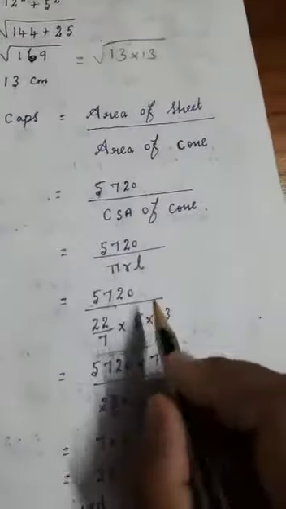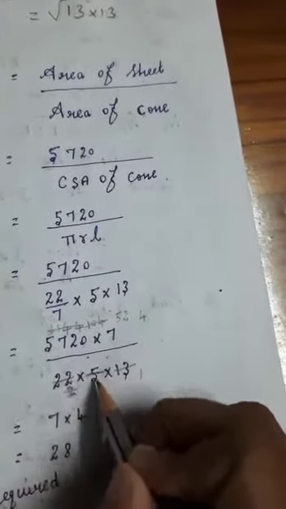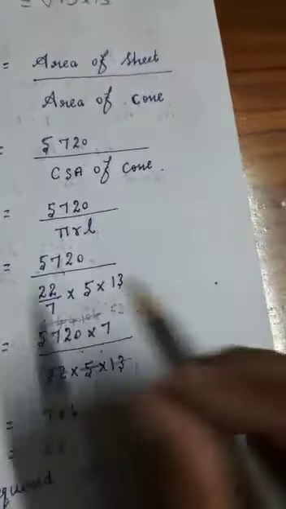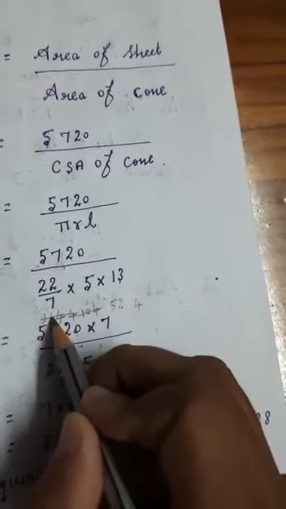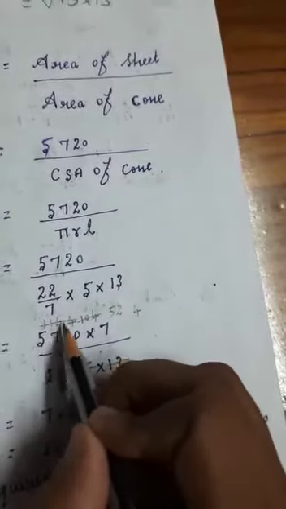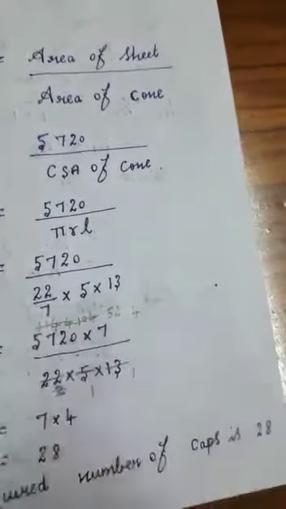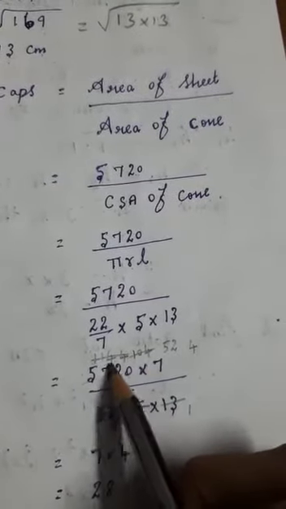Using the 5 table, because the last number ends with a 0: 5 1s are 5. Here 5 1s are 5. After that, with the 7, again 5 1s are 5, remaining 2 will come. Now with 22, 5 4s are 20, again 5 4s are 20 will come.